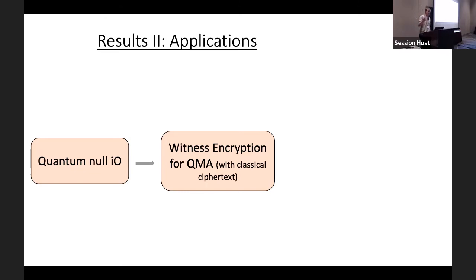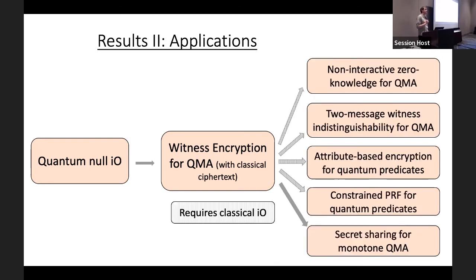And our witness encryption scheme also even has a classical ciphertext. And given this primitive, we actually show it has a huge number of applications. So from a non-interactive zero knowledge argument for QMA, kind of a two-message version of this primitive without setup. We also give the first attribute-based encryption scheme for quantum predicates, and a few other applications.